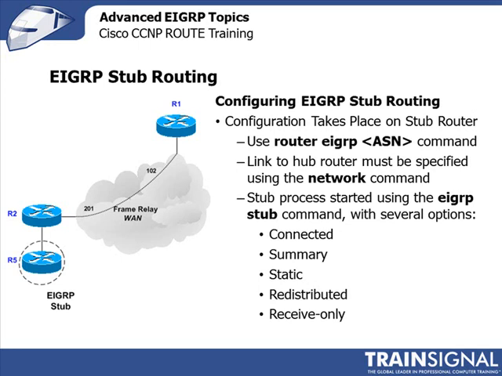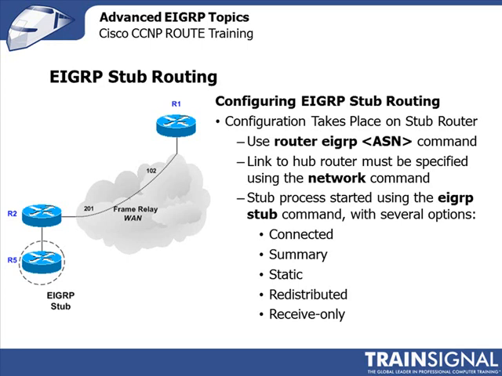Configuring it's very simple. It takes place on the actual stub router. There is no change in the configuration of the upstream router. The router EIGRP autonomous system command is necessary to start the process. The network command should be executed just for the link to the upstream router, in this case between R5 and R2 on the VLAN 25 interface.